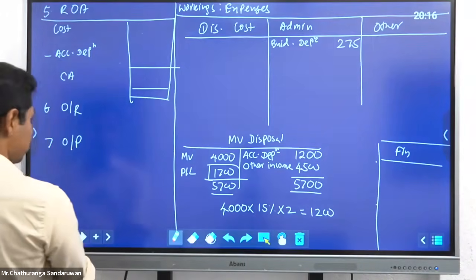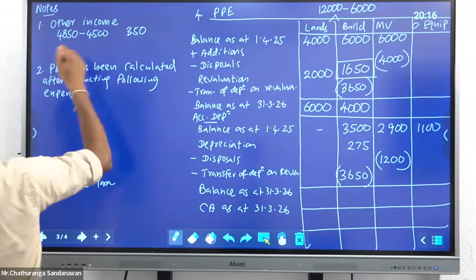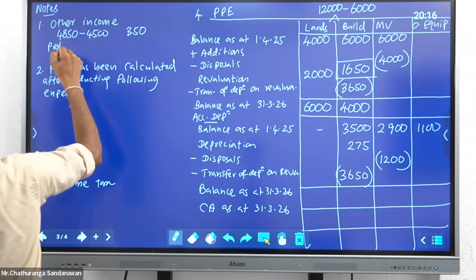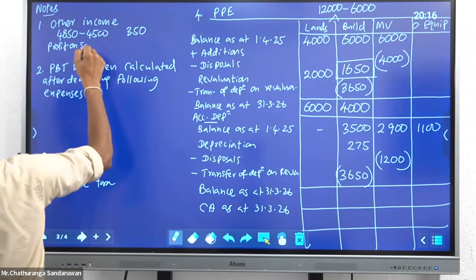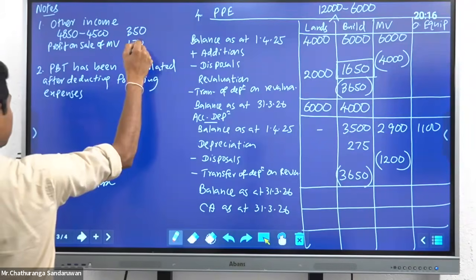That should be taken to the other income. That's the correct figure. But write it as a separate figure, right? Profit on sale of motor vehicle 1,700.